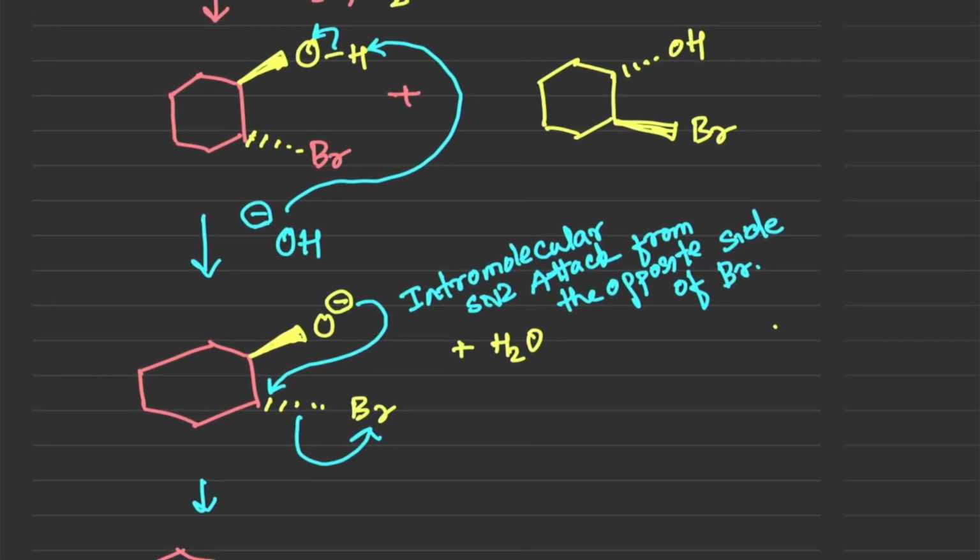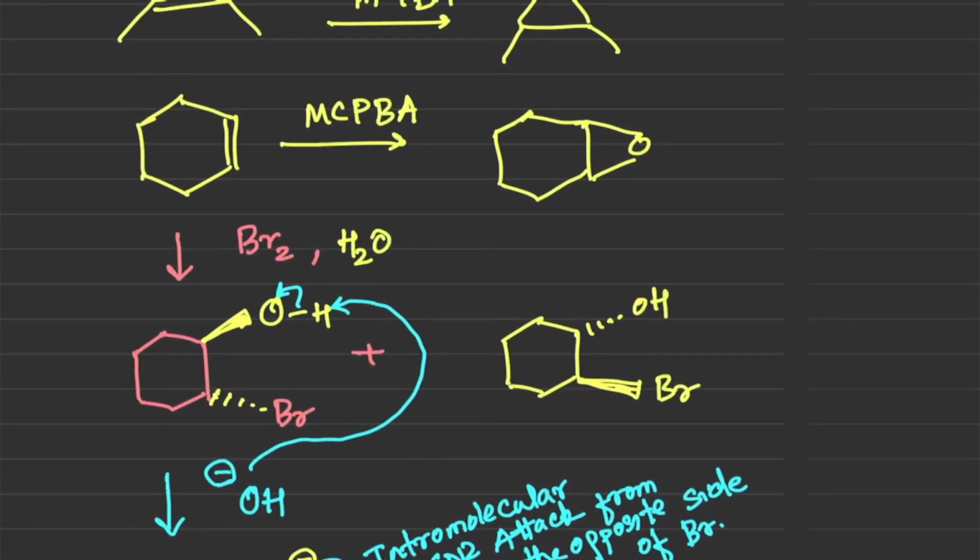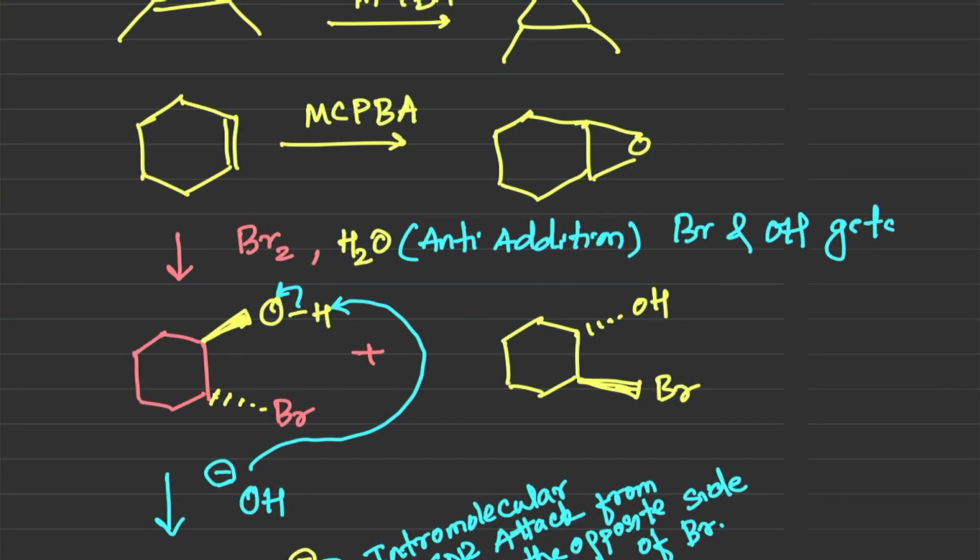And this reaction will happen because when you make the halohydrin, the bromine and OH get added in an anti-addition. They are added on the opposite sides of the double bond.